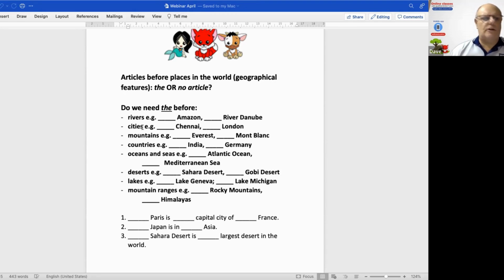Right, what about moving on to cities? We've got some examples here of Chennai or London. Do we put "the" before cities when we're speaking or writing about particular cities, when we're naming the city? Do we need "the" before it or not? So put "the" or put 0?